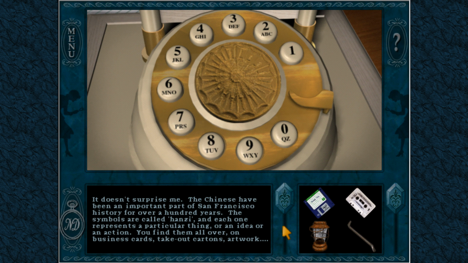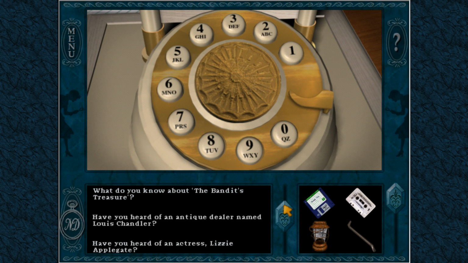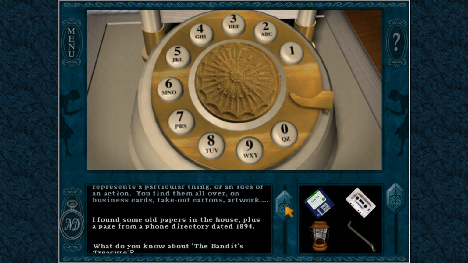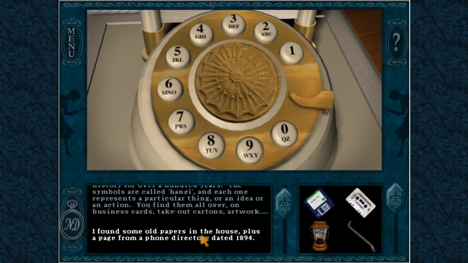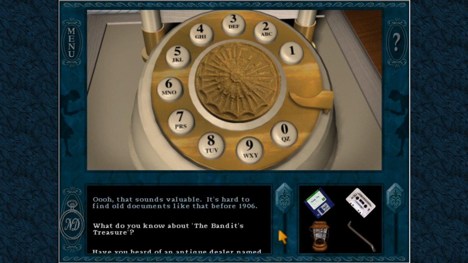You find them all over on business cards, takeout cartons, artwork. Well, we're just gonna keep going ahead and talking to her because apparently she has a lot of information on Chinese history, and we need her info because she might be able to help us figure out what Gumbo Foo means. Oh, that sounds valuable. It's hard to find old documents like that before 1906.